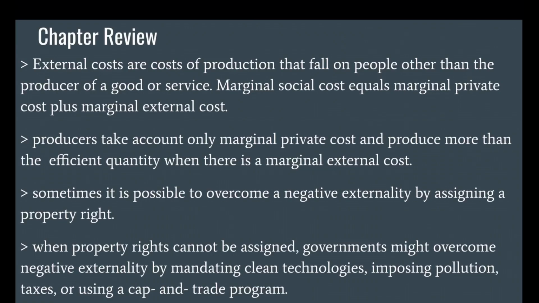Chapter Review. External costs are costs of production that fall on people other than the producer of a good or service. Marginal social cost equals marginal private cost plus marginal external cost. Producers take account only of marginal private cost and produce more than the efficient quantity when there is a marginal external cost. Sometimes it is possible to overcome a negative externality by assigning a property right. When property rights cannot be assigned, governments might overcome negative externality by mandating clean technologies, imposing pollution taxes, or using a cap and trade program.